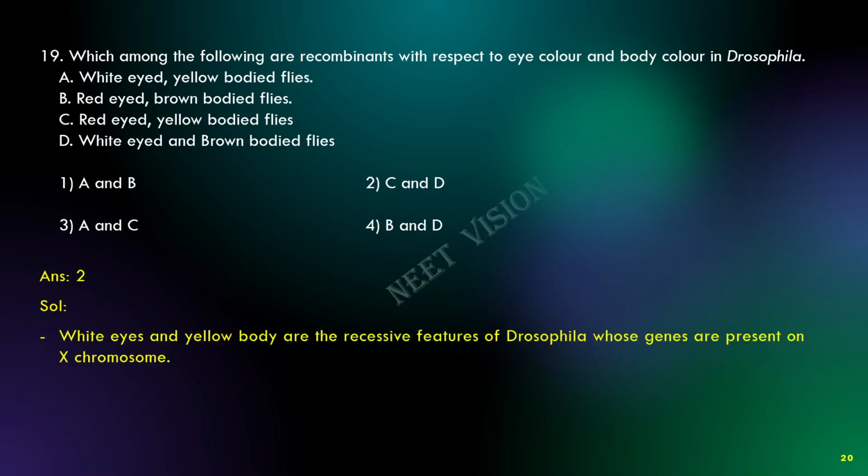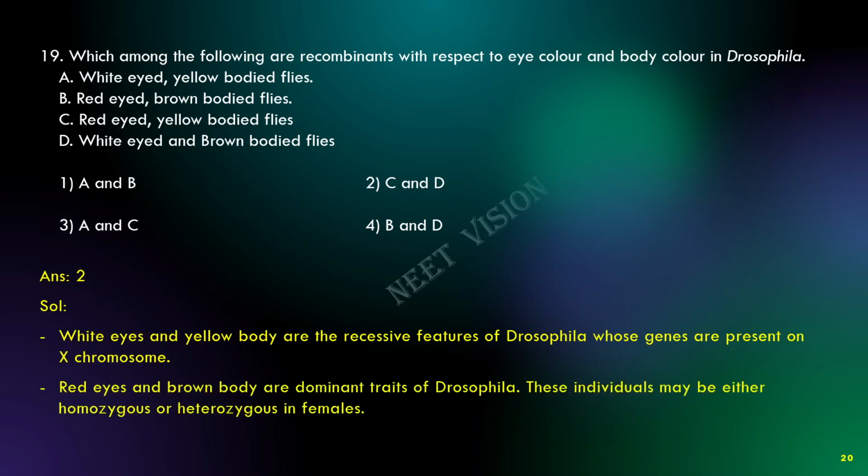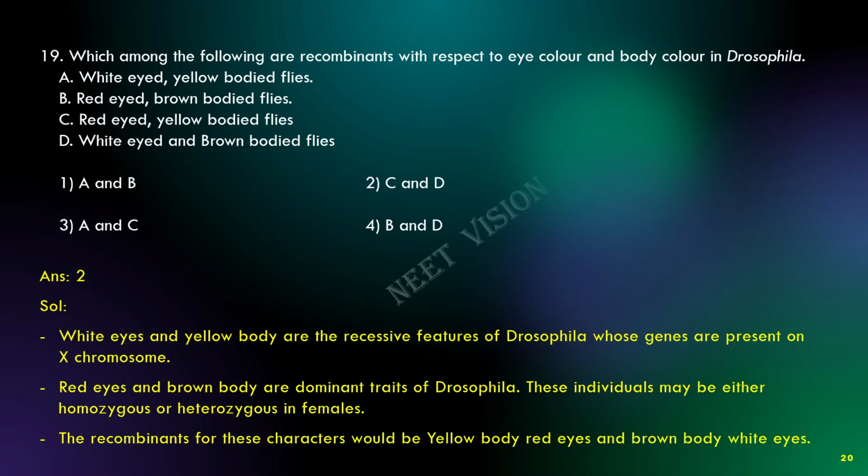Second one. White eyes and yellow body are the recessive features of Drosophila, whose genes are present on the X chromosome. Red eyes and brown bodies are dominant traits of Drosophila. These individuals may be either homozygous or heterozygous in females. The recombinants for these characters would be yellow body, red eyes, and brown body, white eyes.